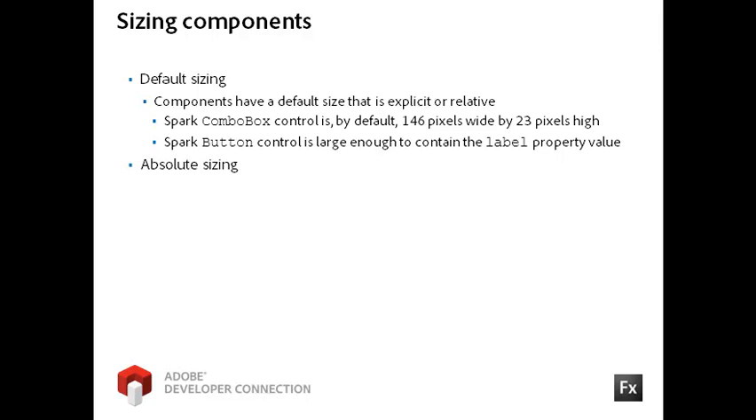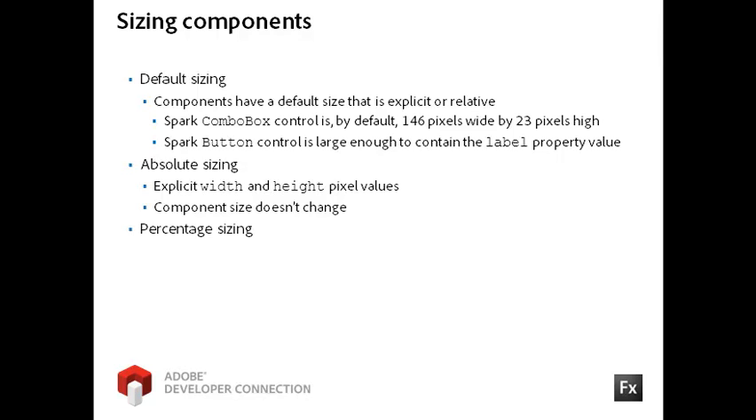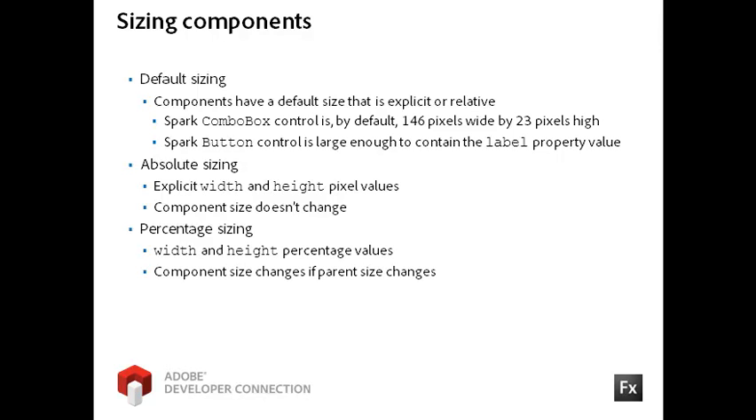You can also define absolute sizes to your components by setting width and height properties to explicit pixel dimensions. The components will stay that size regardless of the size of the parent container. You can define percentage sizing by setting percentage values in the width and height properties of a child component. This is a relative value to the parent container. The child component size will change if the parent size changes and will be the specified percentage of the parent size.